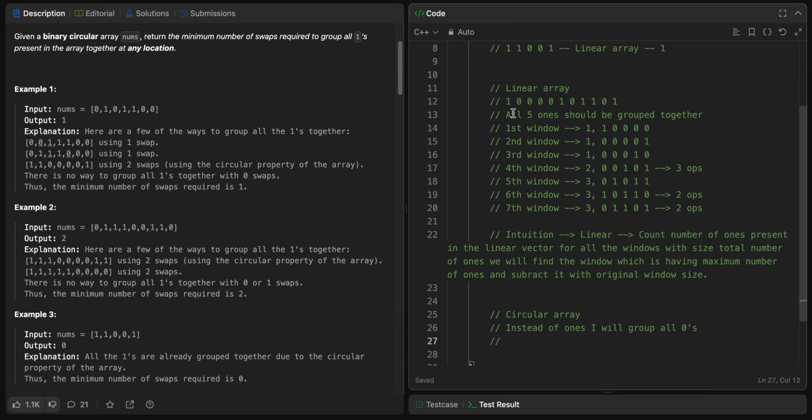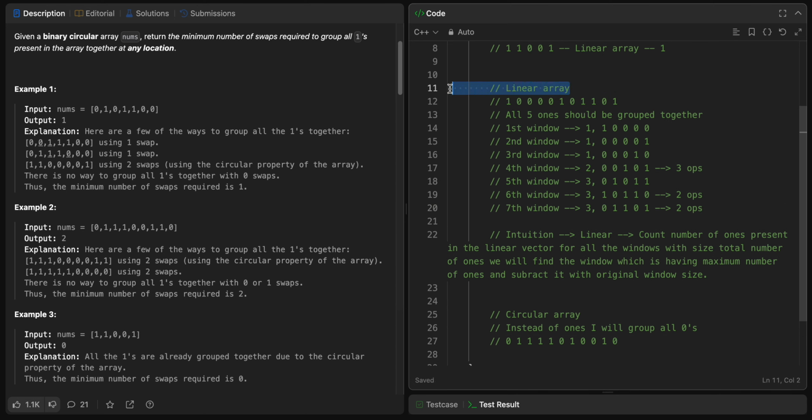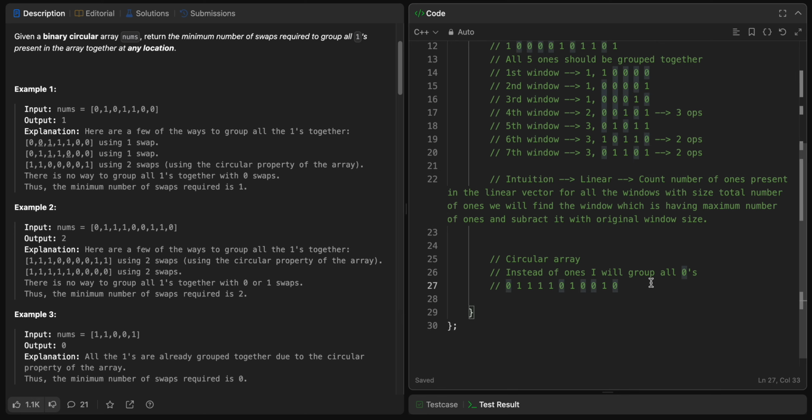So if I group all the zeros together, suppose here in this example, if these are all flipped, this would be 0 1 1 1 followed by 0 1 0 0 1 0. For a circular array, the first stage would be to count the number of ones as seen as a linear array, followed by, to achieve the circular part, what I'll do is similar to the first part only. I'll count the maximum number of zeros that can be grouped together with the given window size.